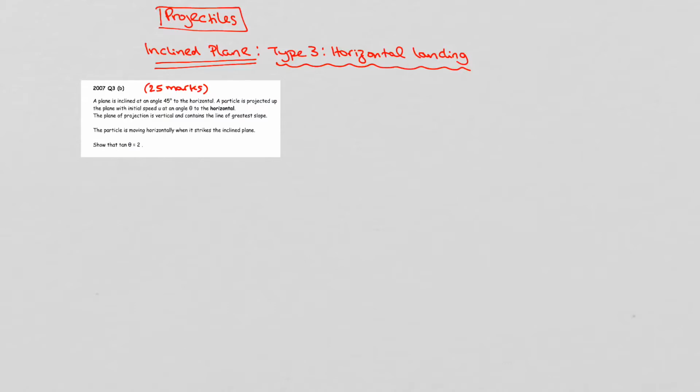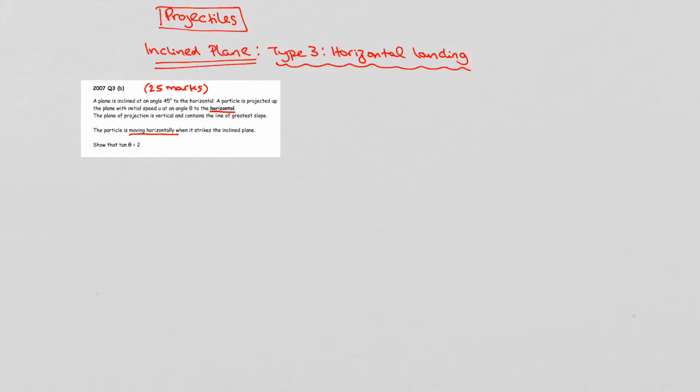And we have to be really careful here because it then says a particle is projected up the plane with an initial speed u at an angle theta to the horizontal. And of course the horizontal was in bold, which was really trying to stress to you that normally our angle of projection is with respect to the inclined plane, but this time it's with respect to the horizontal. And we're also told that the particle is moving horizontally when it strikes the plane.